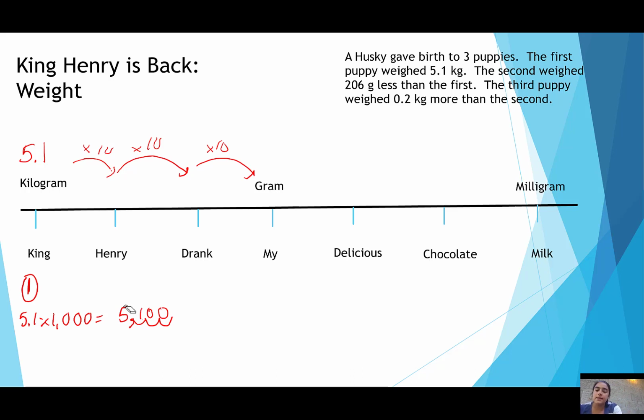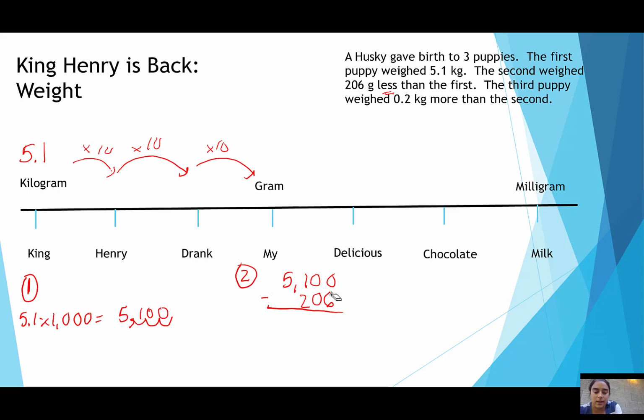It said the second puppy weighs 206 grams less than the first puppy. Well, we know the first puppy in grams, so if they weigh 206 grams less, we can take 5,100 grams, and since it's saying less, subtract away 206 grams to get the weight of the second puppy.